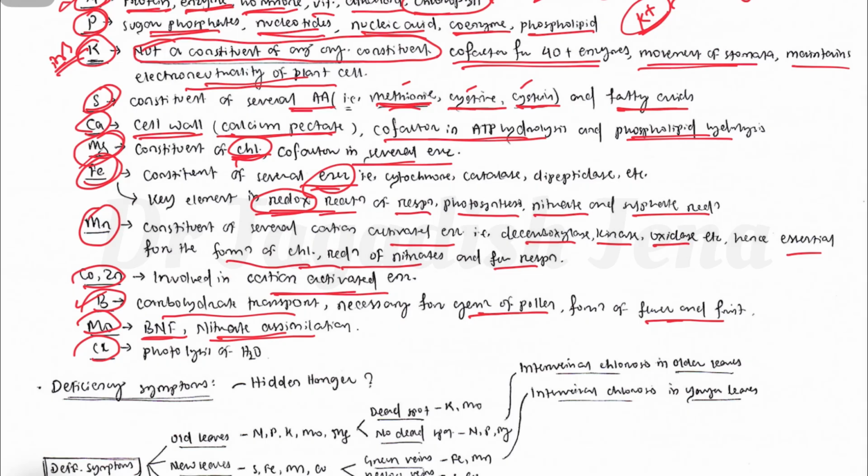Then chlorine, during photolysis of water in PS2, when water is split into oxygen, hydrogen, and electron, and that electron moves in the Z cycle, for the photolysis of water chlorine has a significant role. So chlorine has an important role in plant photosynthesis. That is one important process.